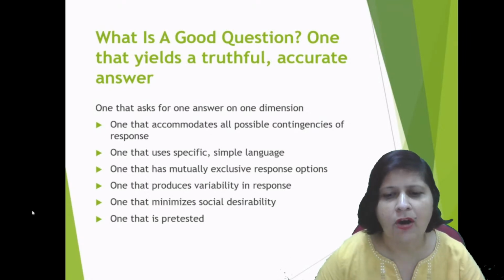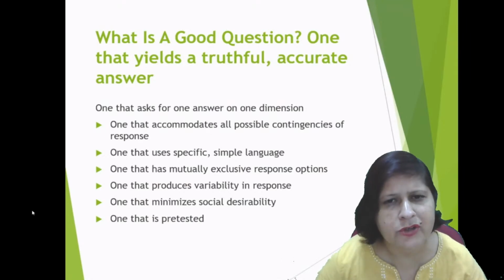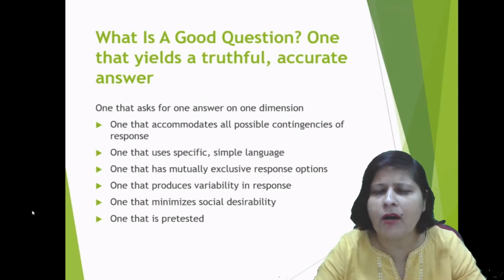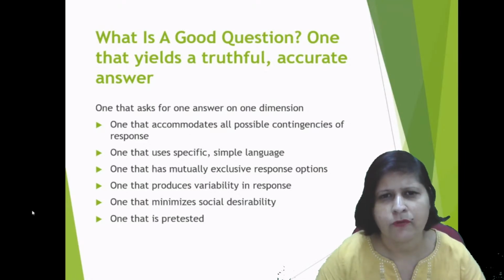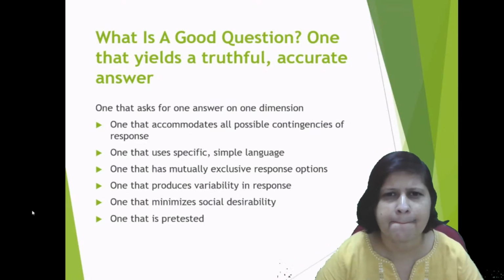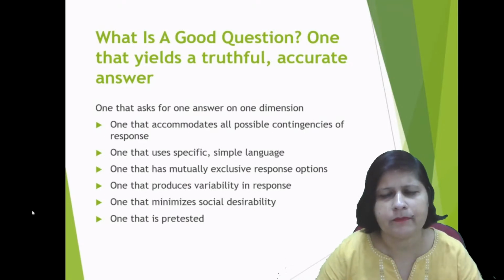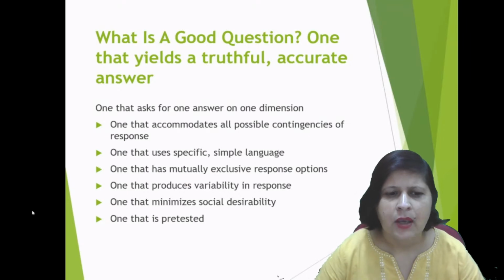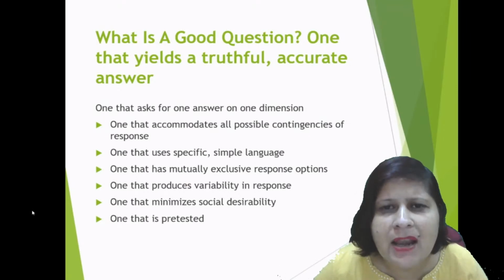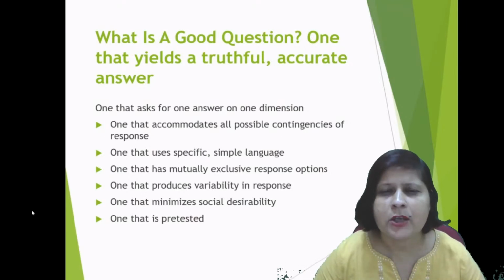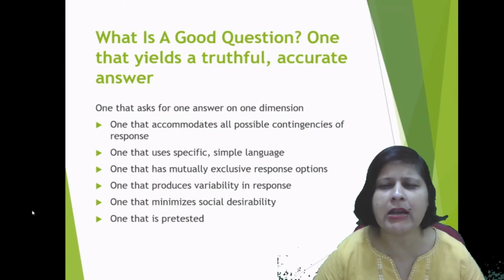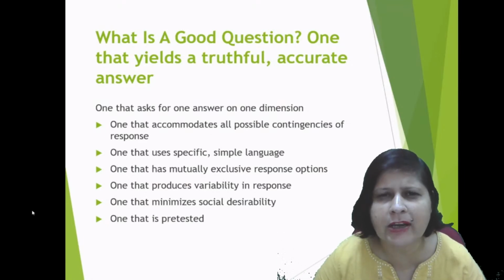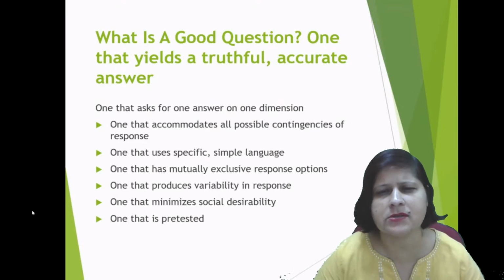One that accommodates all possible contingencies of responses. It should cover all the contingencies of the responses from A to Z. It should cover the continuum. Use specific, simple language. While asking a questionnaire, your question should be specific, to the point, concise. Language should be simple so that the respondent can understand it easily and answer your questions without any ambiguity.